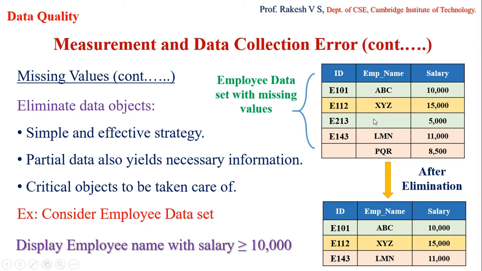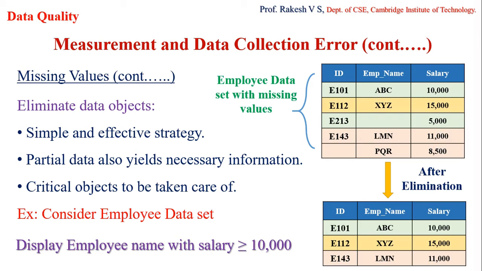In spite of eliminating these two data objects entirely, my analysis will not go wrong, because I want only the names of the employees whose salary is greater than 10,000. In this case, salary is 5,000, and in this case, salary is 8,500, which are both less than what we require. So this is how you can do it.